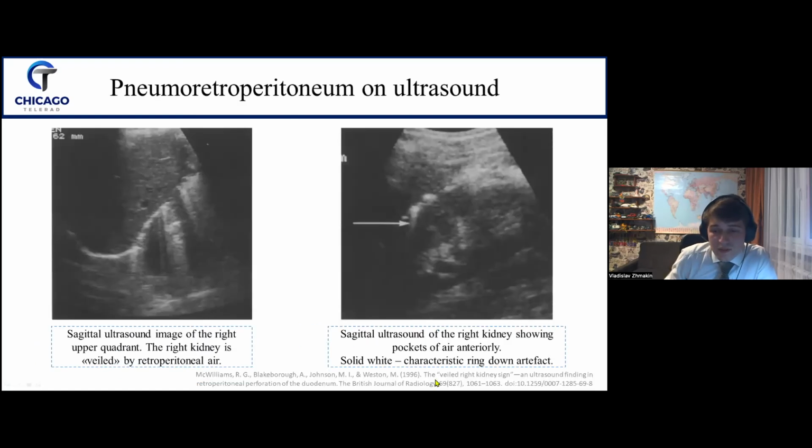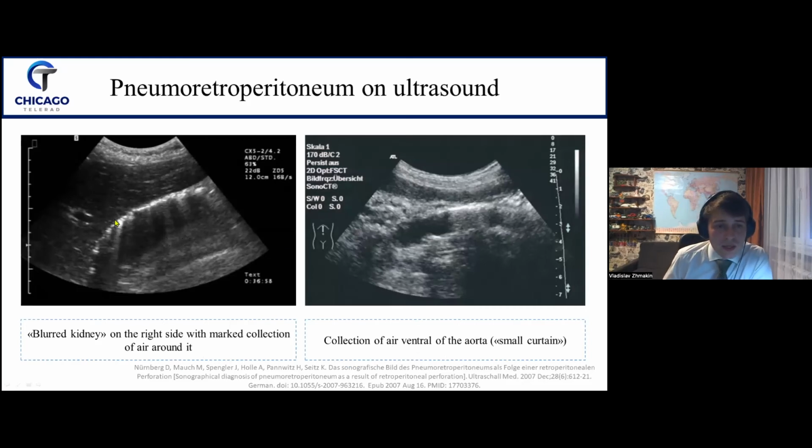On ultrasound, there is the so-called veiled right kidney sign, veiled or obscured right kidney sign, which was seen first in a very thin person and was described as unusual difficulty in finding the right kidney. As you can see on the left image, there are lots of artifacts and hyperechoic air signals, but a very veiled and obscured kidney. And over here also lots of hyperechoic air signals and a very obscured kidney. Other ultrasound images again show comet tails, hyperechoic signals, and evidence of air around the kidney, the so-called blurred kidney.